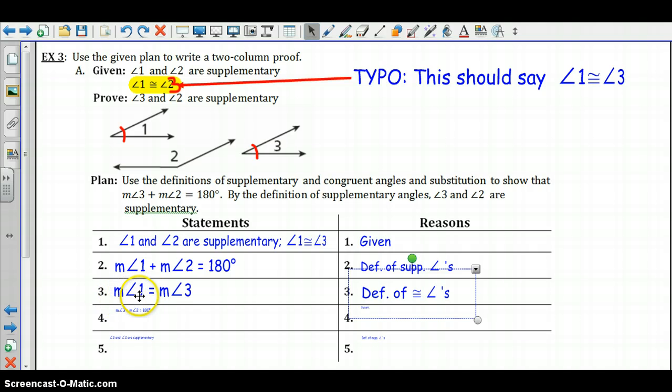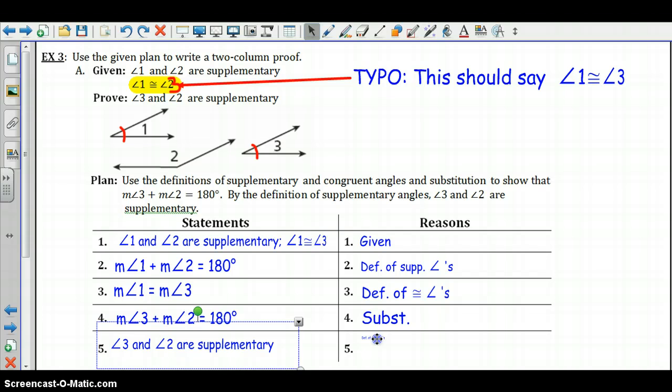You can't substitute figures, you can substitute values. So since the measure of angle 1 equals the measure of angle 3, I can substitute the measure of angle 3 in place of the measure of angle 1. That reason is substitution. So, since this is true, by definition, 3 and 2 are supplementary. And we have proven what we set out to prove.